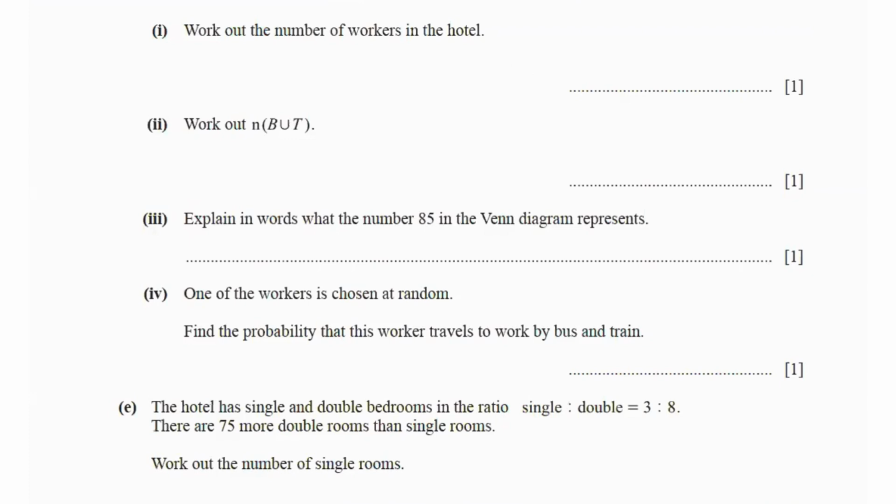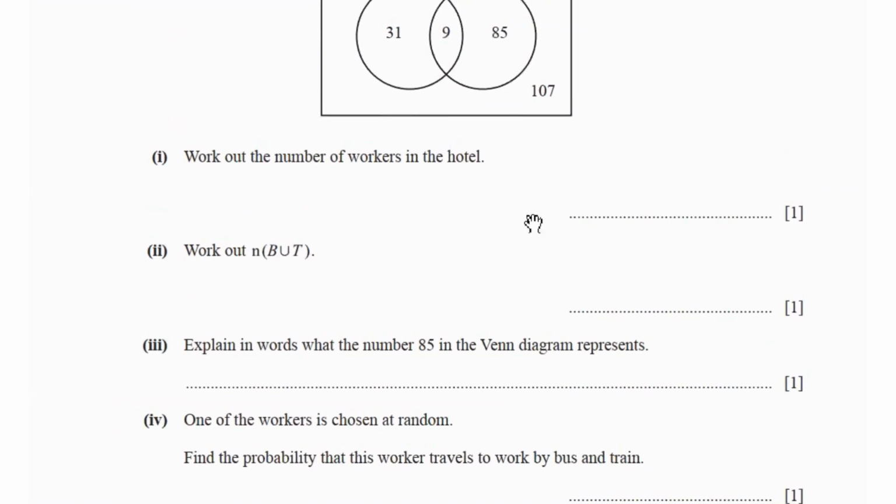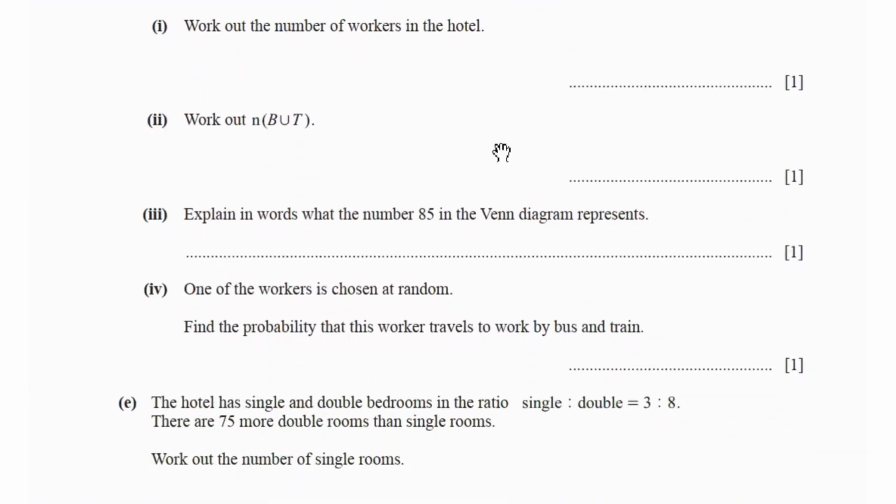Next part says one of the workers is chosen at random. Find the probability that this worker travels to work by bus and train. So if it's bus and train, that's the union. So that's going to be 125 divided by the total 232. And that's your answer. We can't further simplify this.